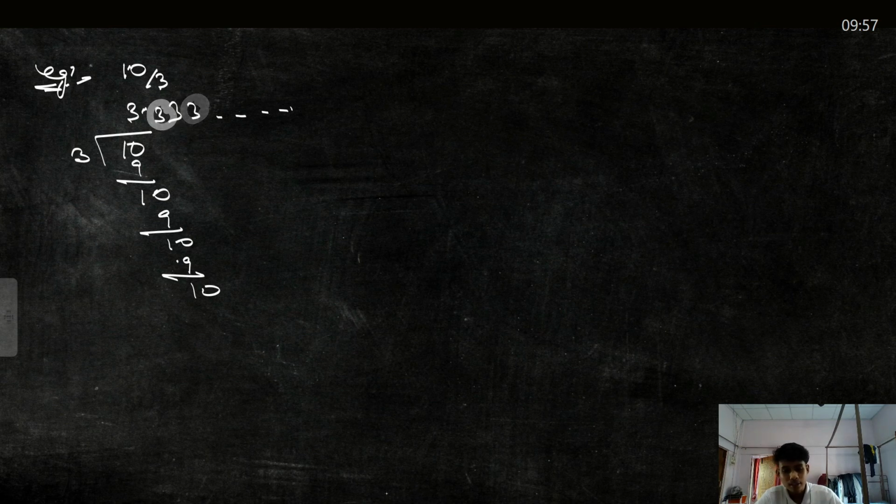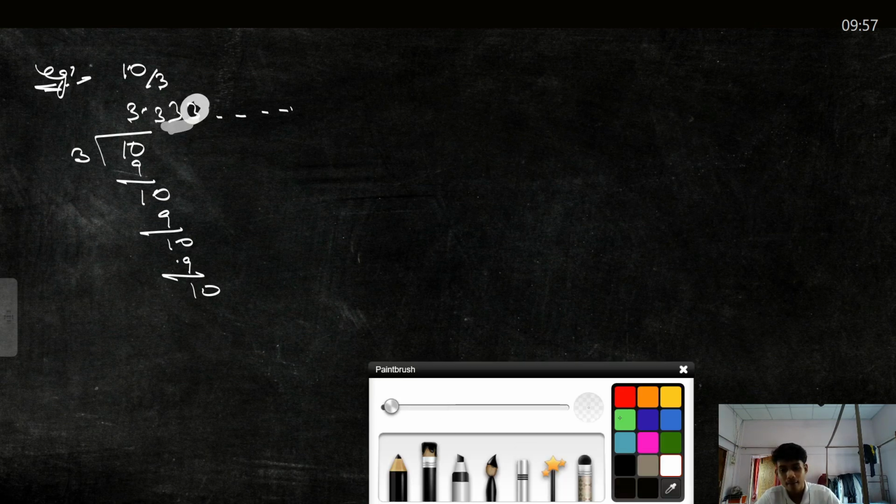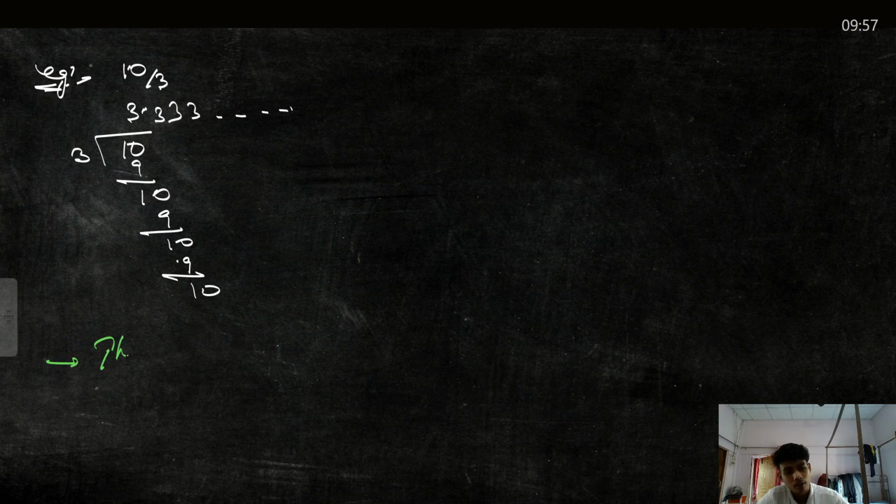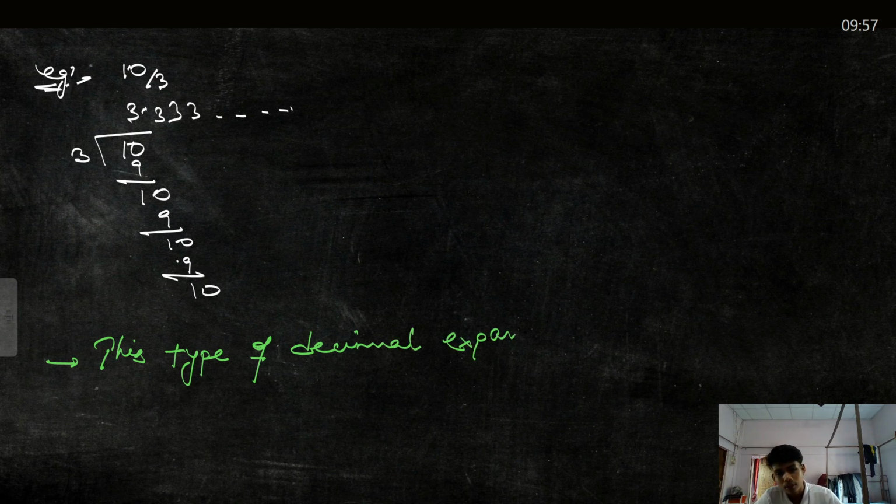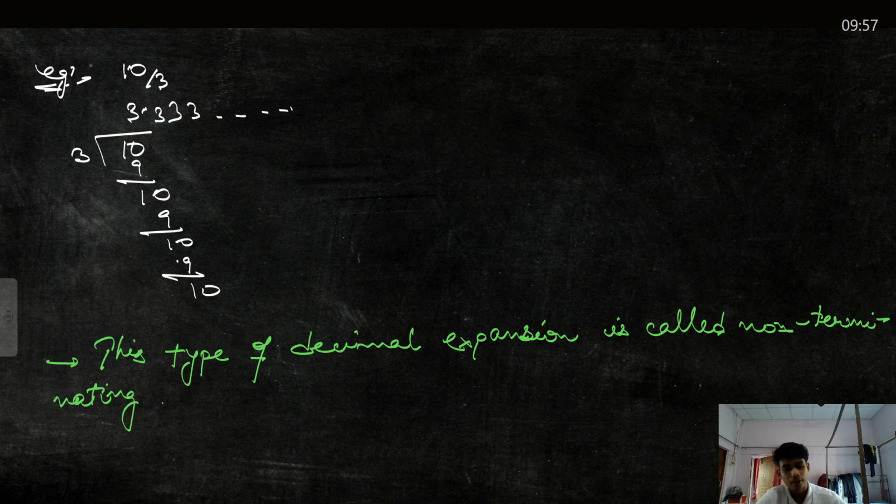hence this type of decimal expansion is called non-terminating recurring.